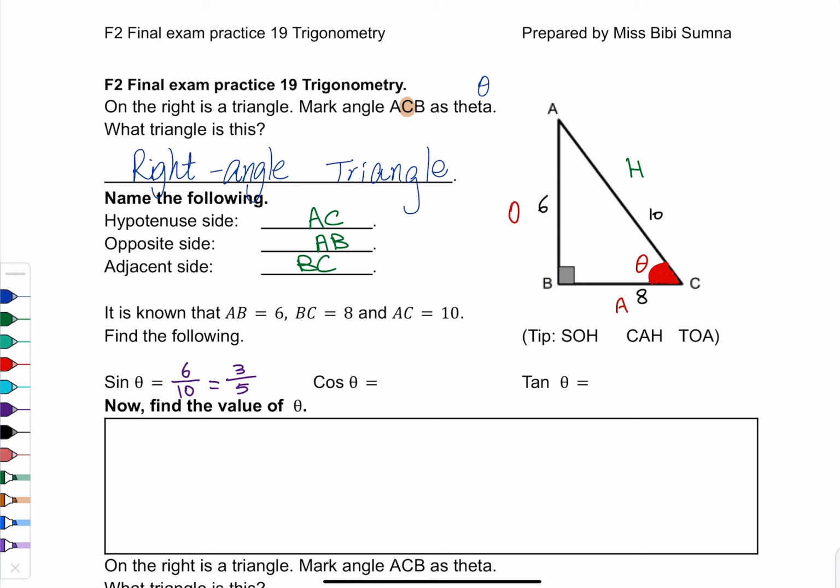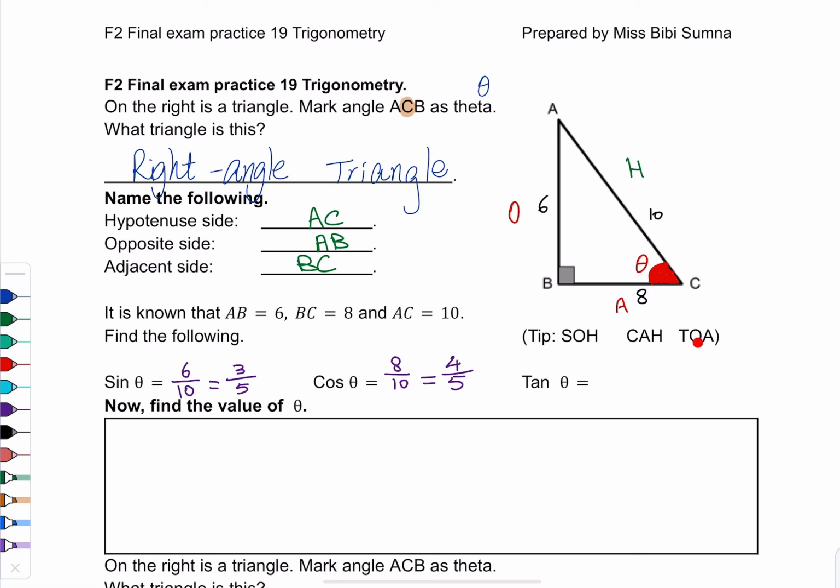Cool? How about cosine? Cosine is A and H. A first, so A is 8, and then H is 10. So your answer will be 8 over 10. Can they be further simplified? They can be divided by 2, so 4 over 5. Or you can click in the calculator, 8 over 10, and you will also get the same. How about tangent theta? Tangent will be O and A.